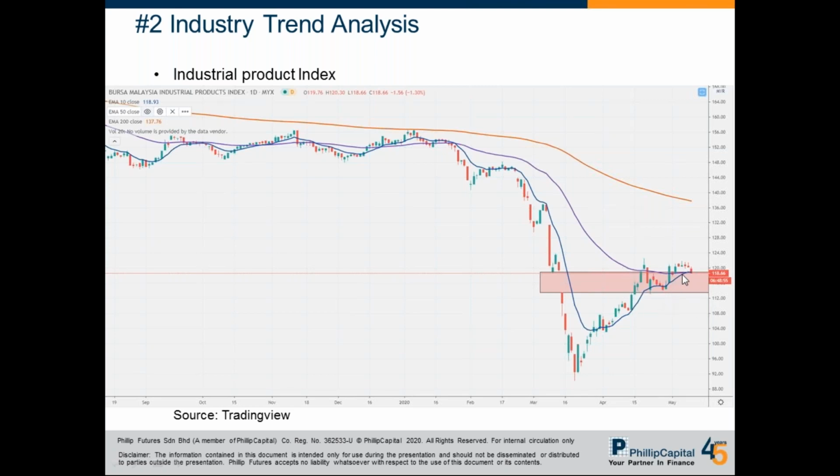If you look at it, it is way stronger. You see the 10 days EMA is strongly pointing upwards, and the candlestick is even moving above the 50 EMA. If you look at this particular candle here, it's actually a very strong momentum breakout candle above the 50 EMA. So to me, yes, I would trade these companies that fall under industrial product. I'm willing to trade it.